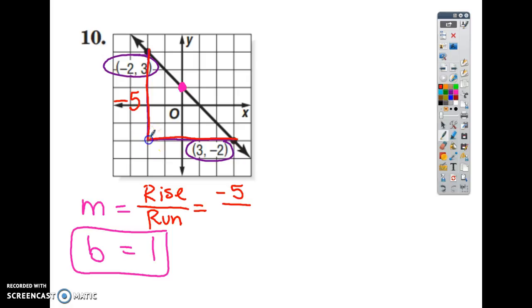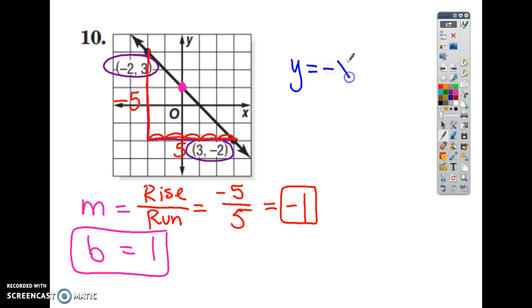Let's see. Bunny hop. 1, 2, 3, 4, 5. So it's negative 5 over 5, and when you divide those two, what does that give you? Negative 1. So my slope, my m is negative 1, my b is a positive 1. So what's the equation?